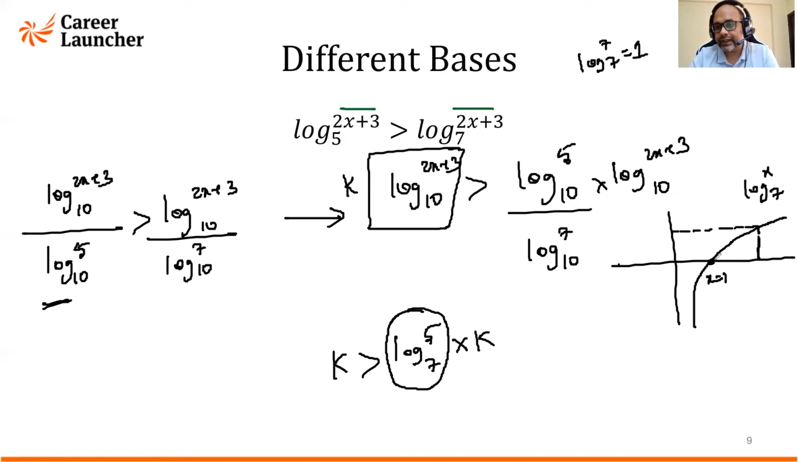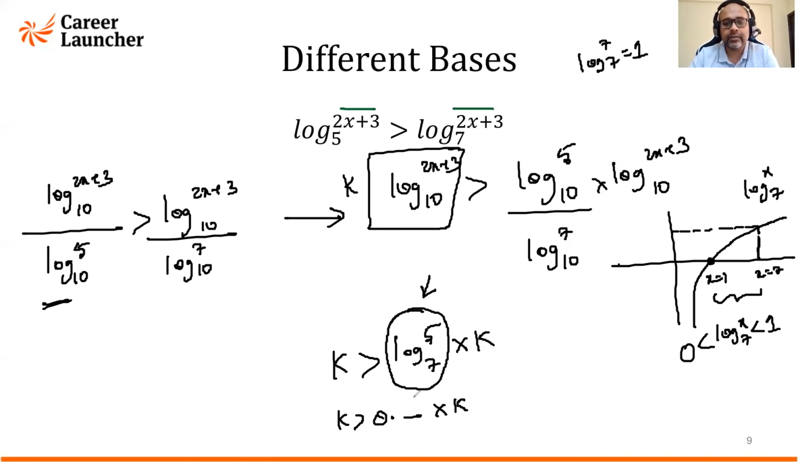So the point you need to understand is that between 1 to 7, in this region, your answer lies between 0 and 1. So when x is between 1 to 7, your log x to the base 7 is between 0 and 1. So basically you're talking about this number. This is a fraction, a 0 point something. So clearly k is greater than 0 point something into k.